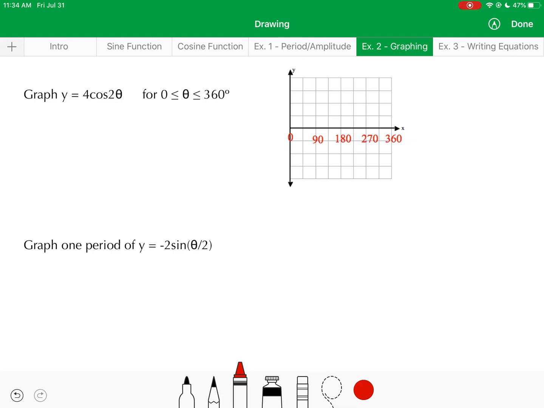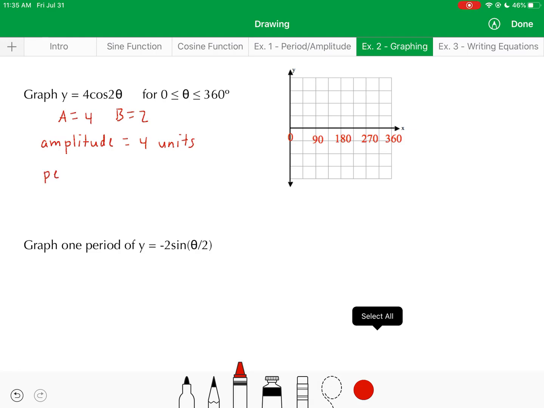Let's graph the equation y equals 4 times cosine of 2 theta, and we're going to do this for values of theta that are between 0 and 360 degrees. All right, so first thing I'll do is identify my a value of this equation to be 4, my b value to be 2. Okay, that means the amplitude is 4 units, distance from the midline to the high points and low points of the curve.